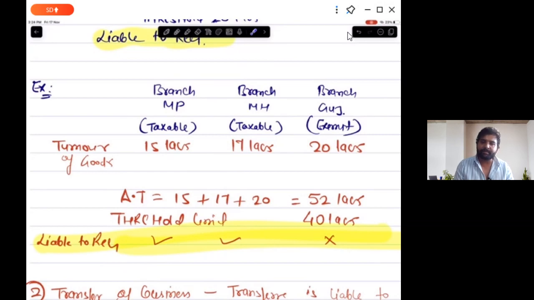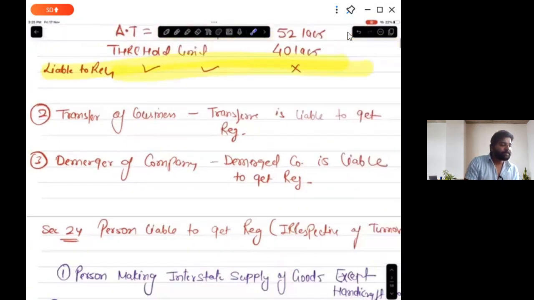I will be registered in Madhya Pradesh, but I will not get registered in Gujarat. So this is again very interesting to understand. If you are dealing completely in exempt goods, then you need to include the turnover in your aggregate turnover, but that branch doesn't need to get registered. That you can remember, it is very important to understand. Got it? Moving towards the next point.